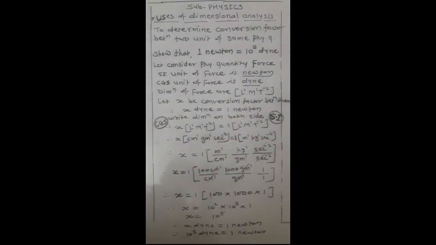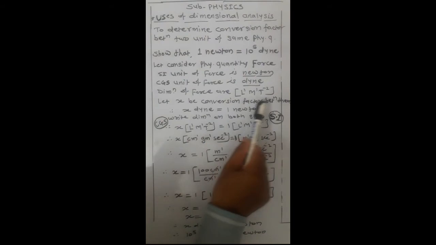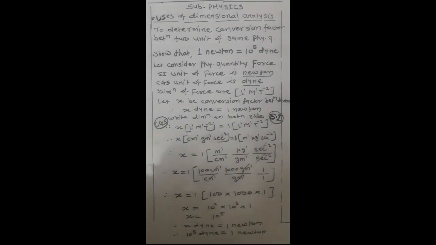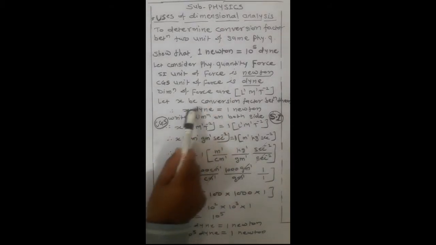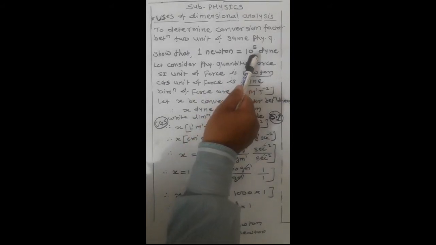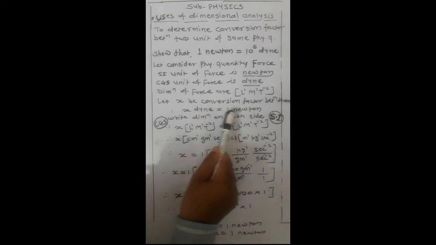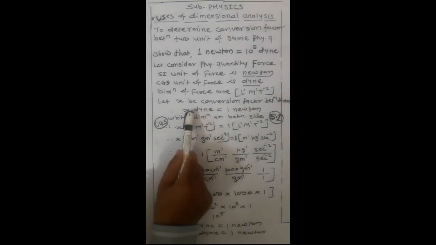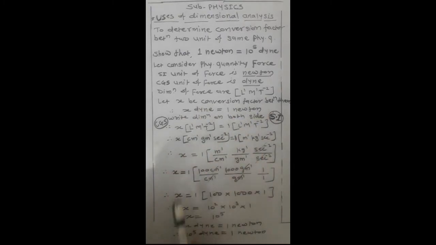Then we take X as the conversion factor which is to be found out. Let X be the conversion factor between these two units of the same physical quantity, force, the SI unit and the CGS unit. Therefore, we can write X dyne, where 10 raised to 5 is the unknown we have to find out. So we take X dyne is equal to 1 Newton. X dyne, with the unknown conversion factor, is equal to 1 Newton.